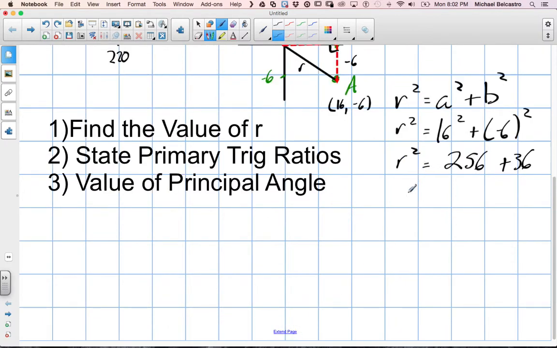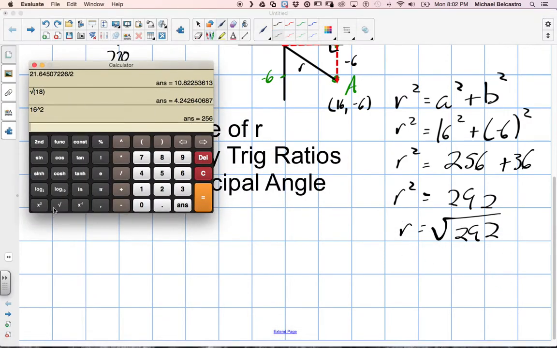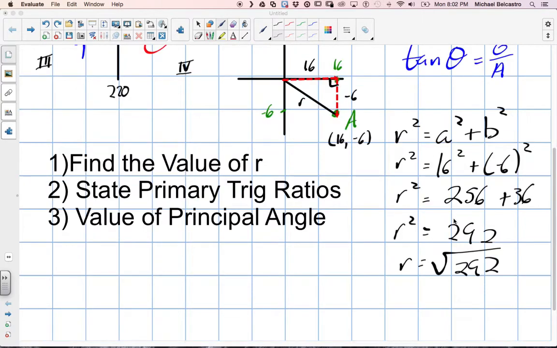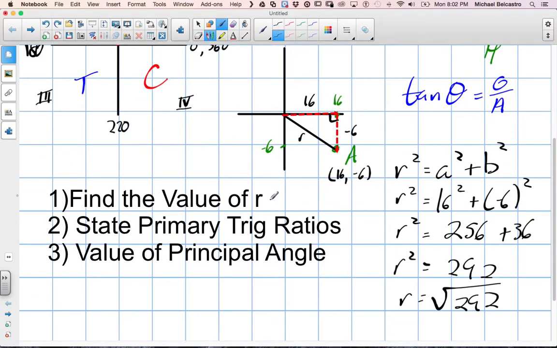R squared is equal to 256 plus 36, which is 292. So R is equal to the root of 292. It's probably not going to be a very nice number. Approximately 17, but I'm going to leave it as this radical, just so we're extremely exact. So the value of R is equal to the root of 292. Great. Number 1, done. State the primary trig ratios.